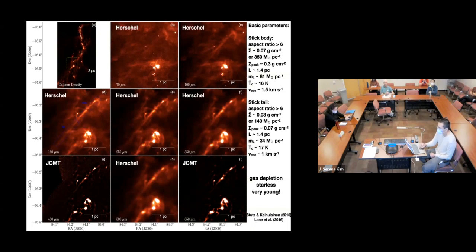So there are many filaments in this crowded region, but this one really stands out, and it just brought our interest. So we used the Herschel data and molecular line data to estimate some of the features of this filament, and really the filament is starless, it's very young, it's very cold. So that's one. We really want to study how this filament forms and if there's anything interesting happening in this filament.